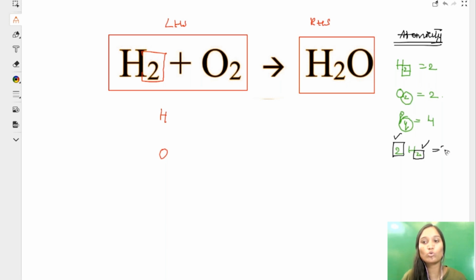So 2 into 2. 2 into 2 is how much? 4. So totally I have 4 atoms of hydrogen here, right? We should multiply them, not add. Remember, we should multiply them. Yes, in balancing chemical equations, we never use additions. We only use multiplication, right guys?